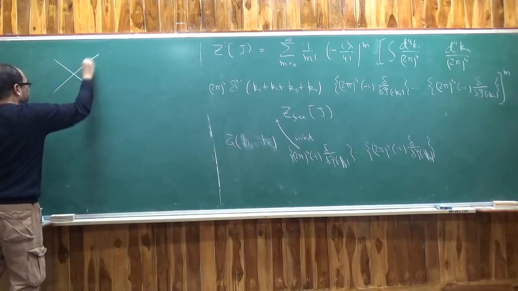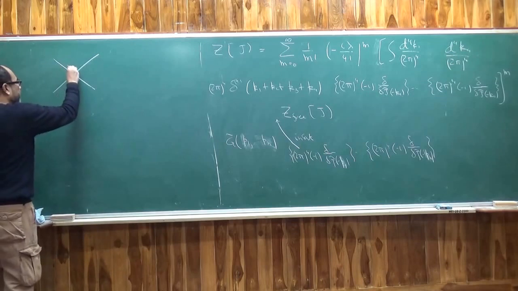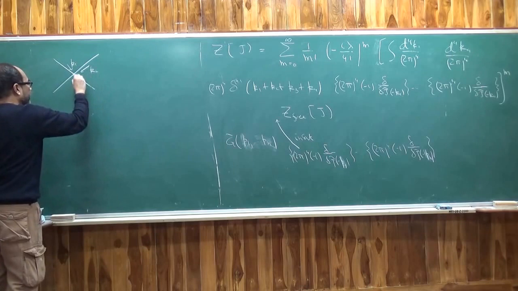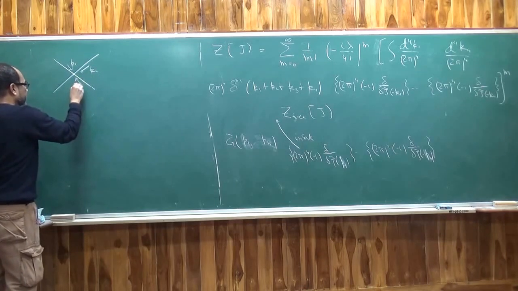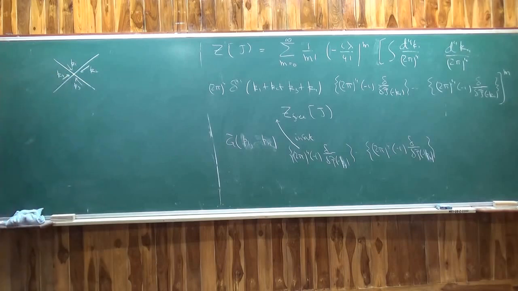So a vertex, four vertex, I'll now label. Again, the key is always to enter the vertex, so I'll label them like this. So what are the rules that we'll be using?